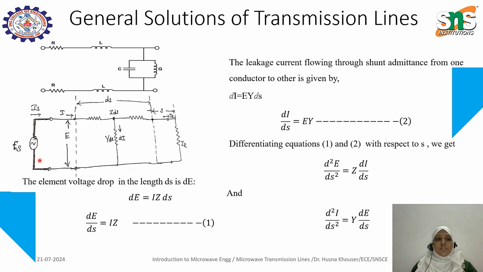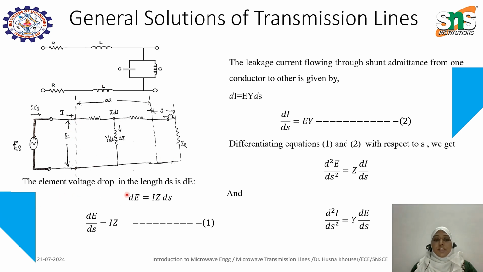Here you can observe this is a voltage. ES is the input voltage, and then ZR is the load. Similarly, we are measuring the current between these two points over a distance ds. So we have to find the element voltage drop over this length ds, and we are deriving this equation for the infinite line, taken from one end to the other end point.